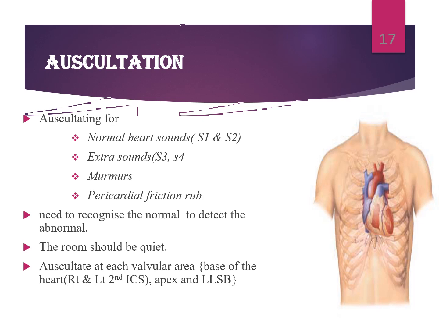Auscultate at each valvular area, as we have said: the aortic area, pulmonic area, mitral area, and tricuspid area should be auscultated, and also the base of the heart, the apex, and the left lower sternal border. Also note possible findings such as accentuated heart sound, muffled heart sound, or normal heart sound.